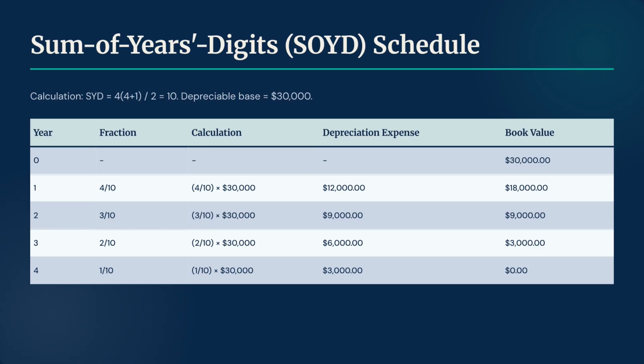For the SOYD schedule, the sum of digits is 4 times 4 plus 1 divided by 2, which equals 10. The depreciable base is $30,000. The schedule applies the fraction of remaining life to the depreciable base each year, resulting in a $0 book value at the end of year 4.